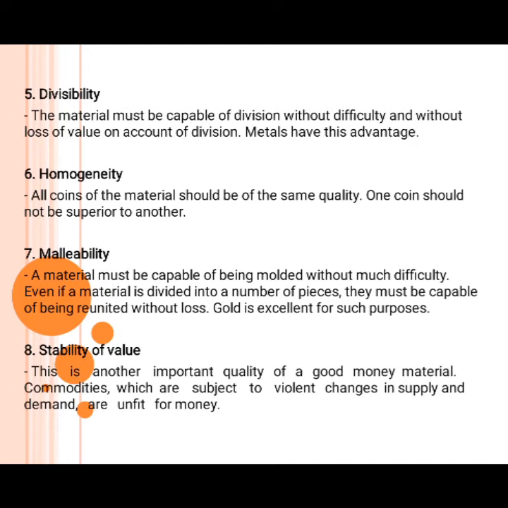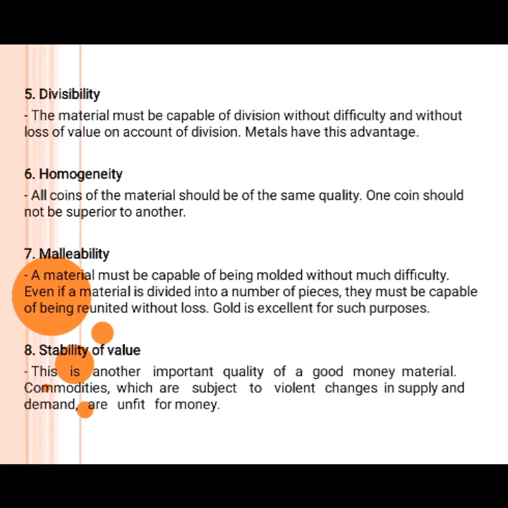Sixth is homogeneity. All coins of the material should be of the same quality. One coin should not be superior to another. So money must be uniform, because all units of the same value must be the same in shape, size, and color.